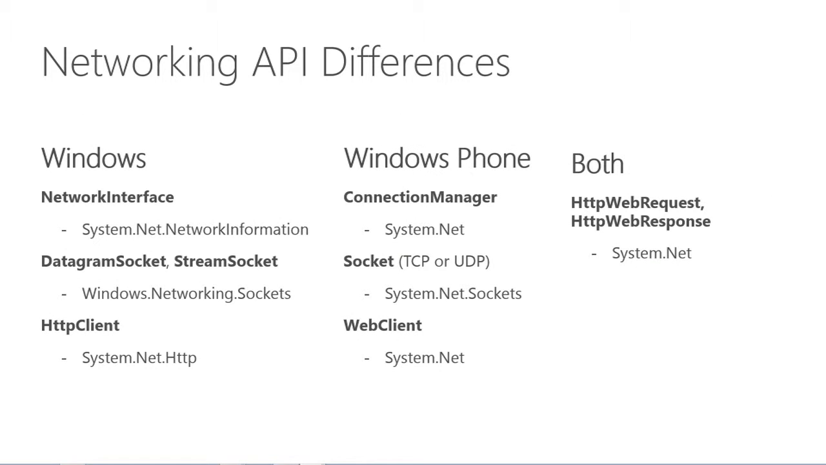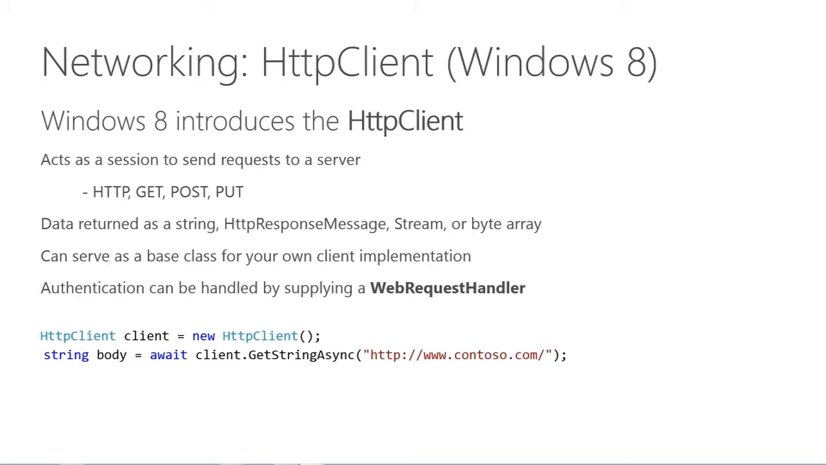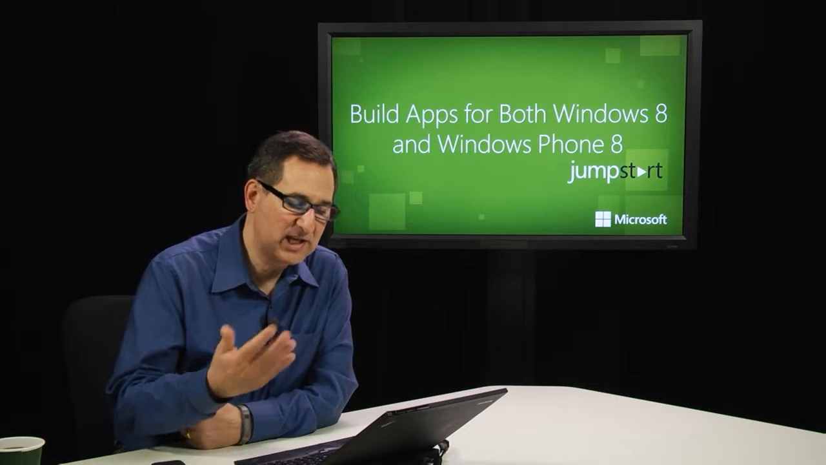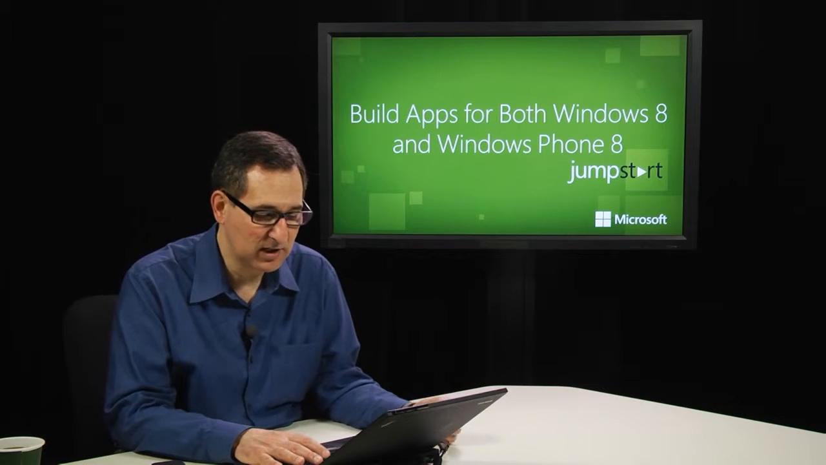Now, there are some things that are the same, but there are a number of differences, unfortunately, when you are using the networking APIs. You can take advantage of some of the similarities to abstract that out, but we're going to talk about some of the differences here. Windows 8 introduces a cool new API called HttpClient, quite useful, and it acts as a session to send requests to the server. Whether it's a get, post, put, whatever you need to do, data is returned as a string, and it's all done via async, so it's all good. You can also do authentication using the web request handler if that's required.